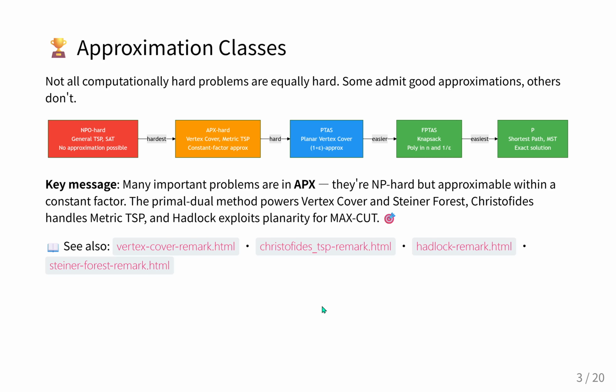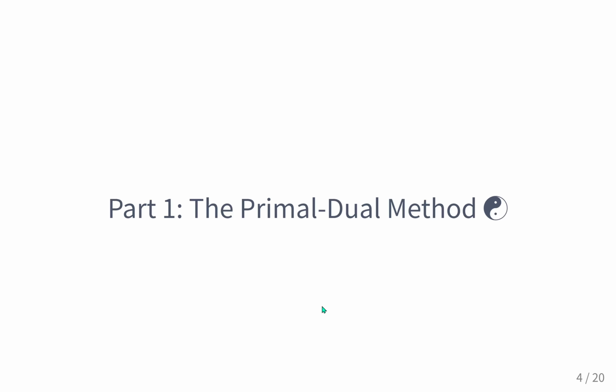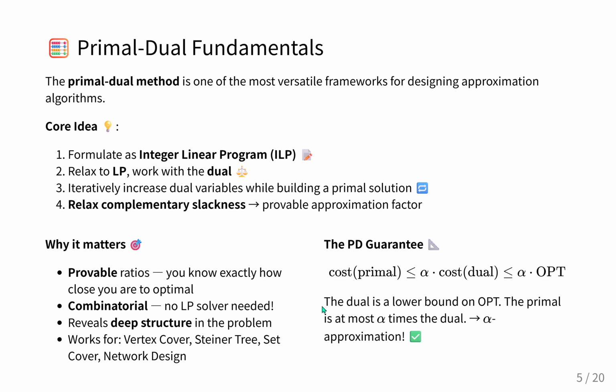Right, but an ILP is usually NP-hard. It's too rigid, so we relax it. We let those strict zeros and ones become fractions. Okay, we let things get a little fuzzy. Yeah, and that relaxed version is our primal problem. But the real magic happens when we generate the dual problem.